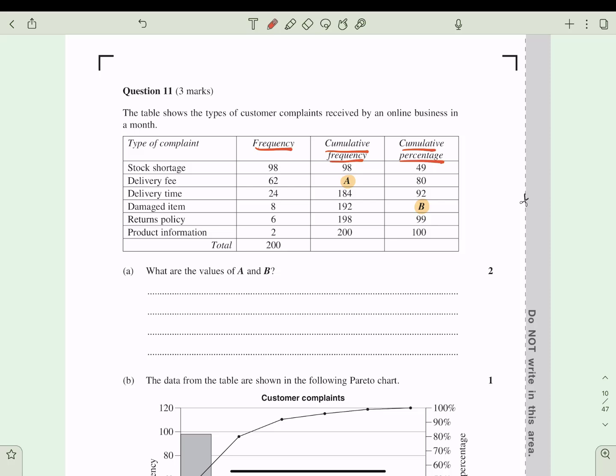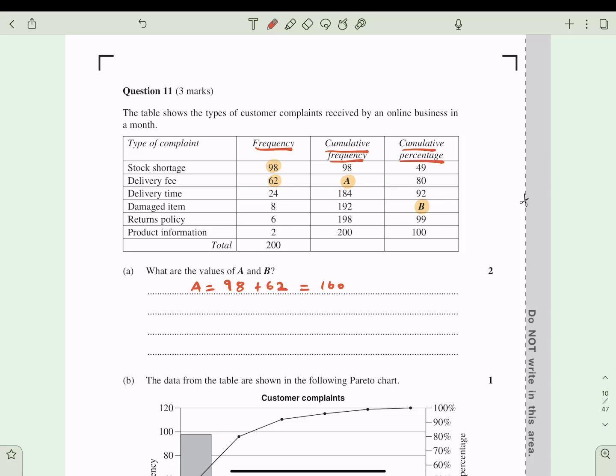Now first looking at A, cumulative frequency essentially refers to adding up the frequencies. So what does that mean? For A, since it is in the second row, I need to add up the numbers 98 and 62. So that's going to equal 98 plus 62, which is equal to 160.